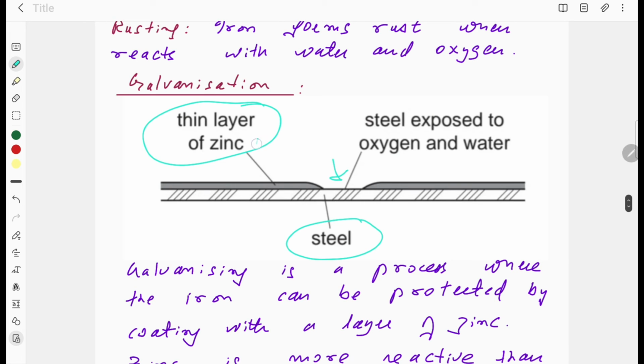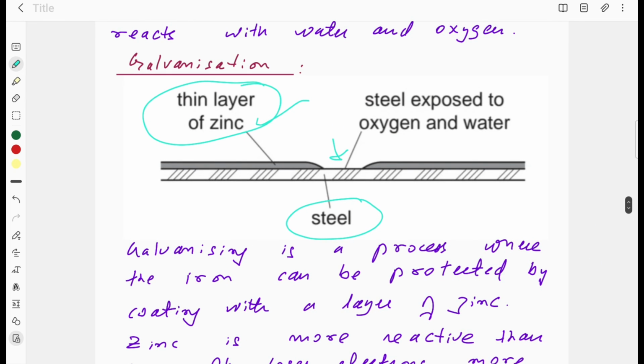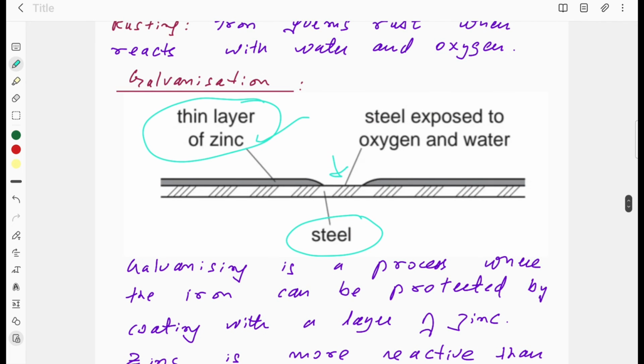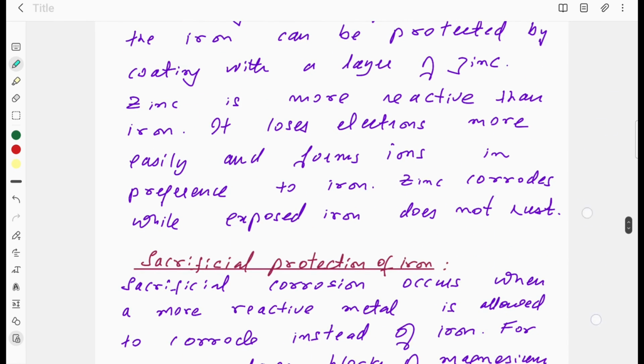So zinc is more reactive than iron. It will oxidize in preference to iron. It loses electrons more readily, more easily than iron. So zinc is actually corroding, going away, but iron remains as it is. So coating the surface of iron with zinc is galvanization. So this is one method to overcome rusting.